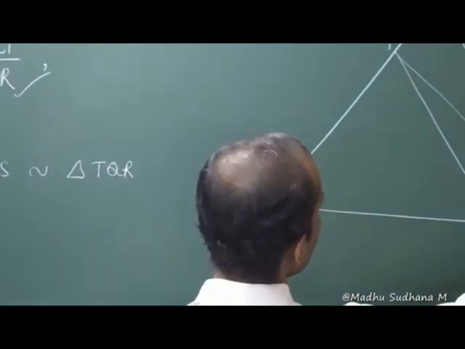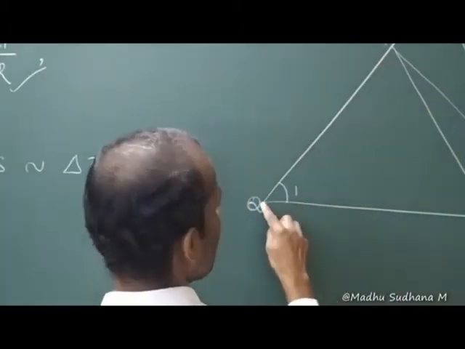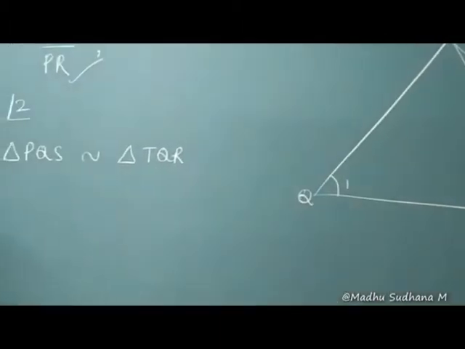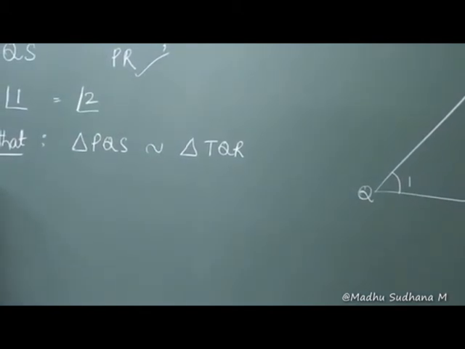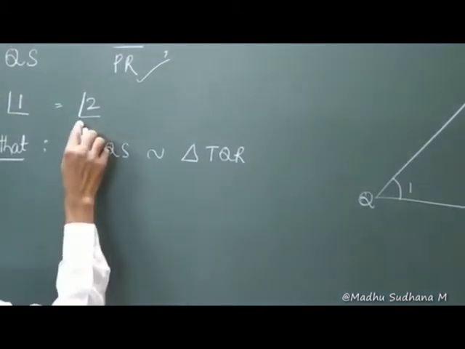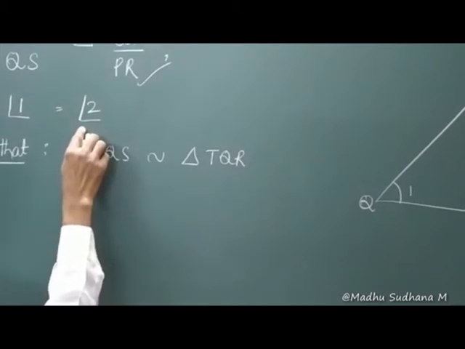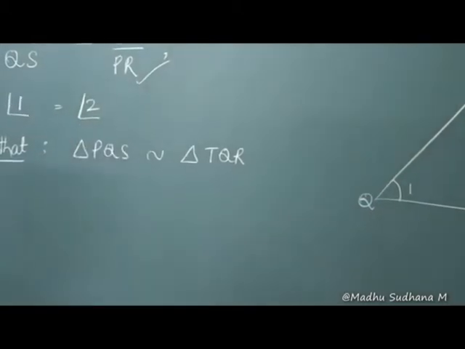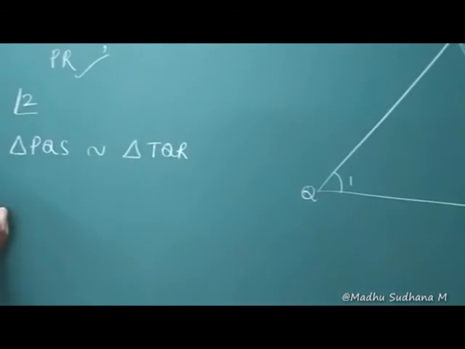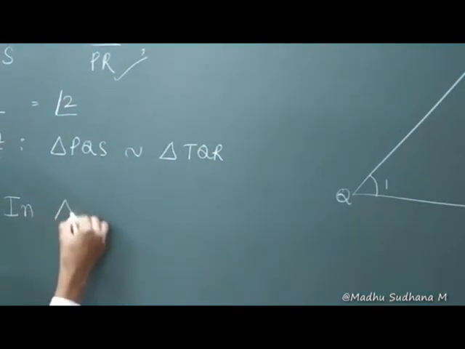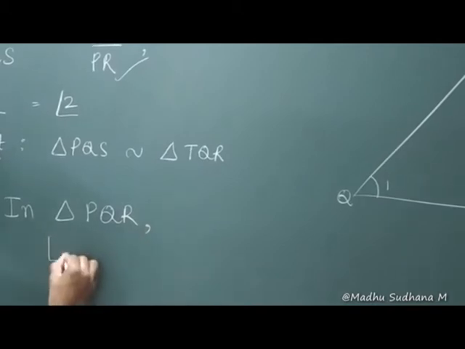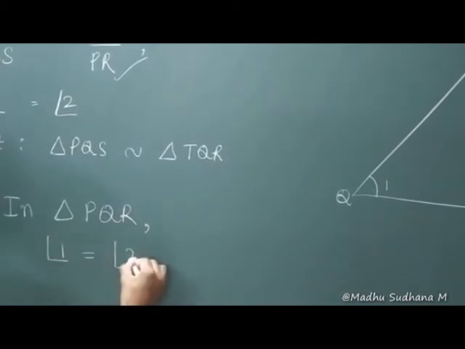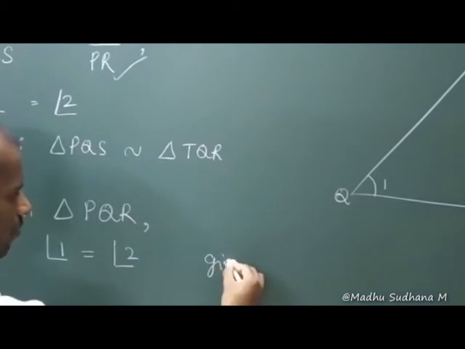So this is triangle PQR. Let me start with the solution to prove that. Proof. Given, in triangle PQR, angle 1 is equal to angle 2. So this is my given part.